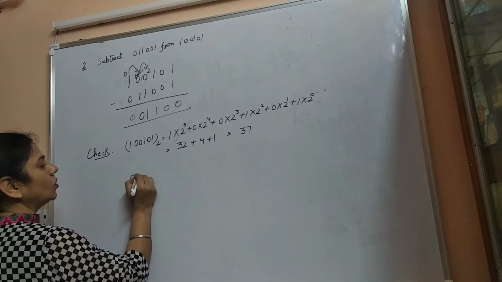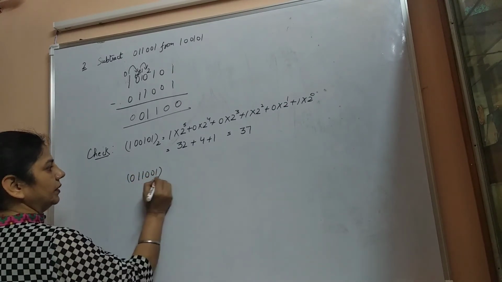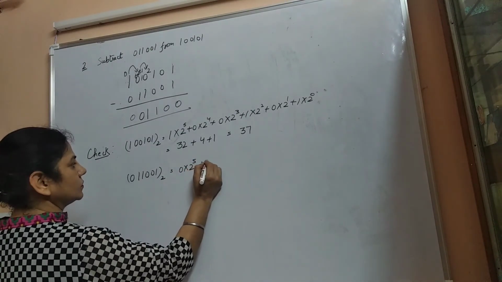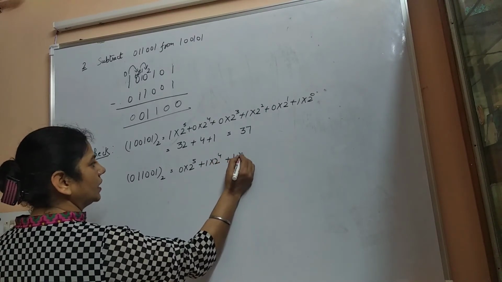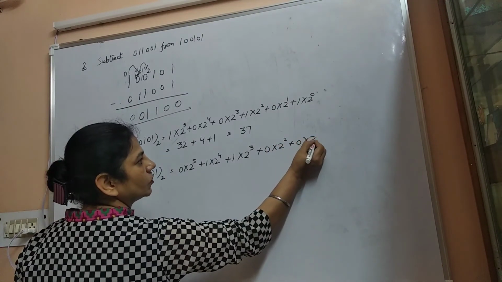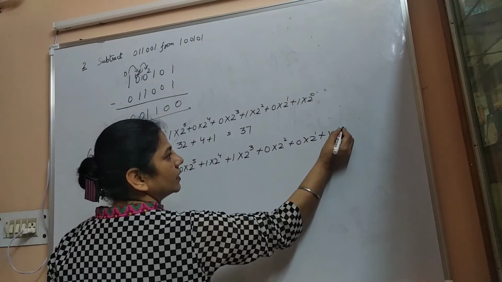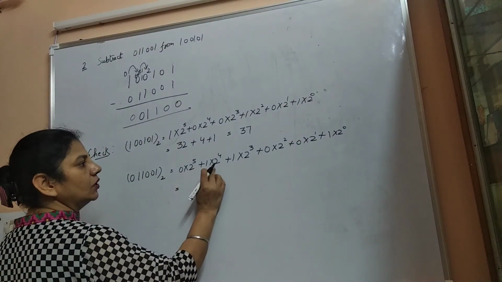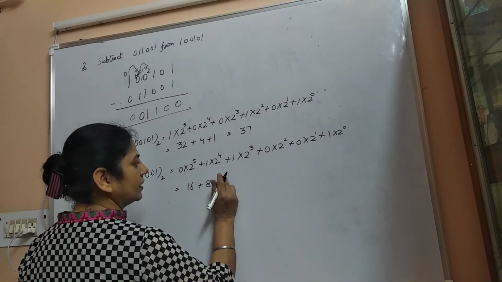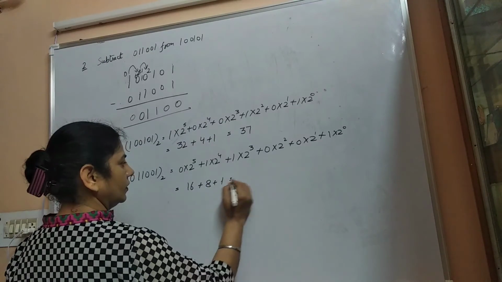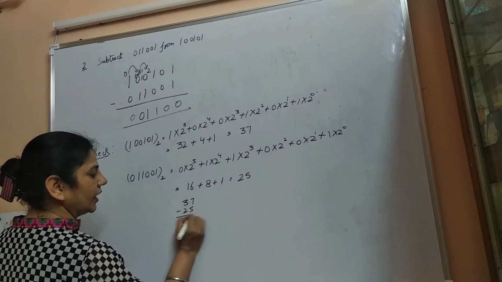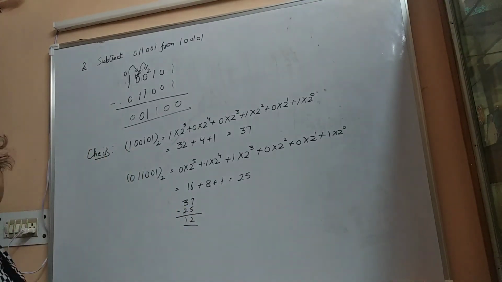Next, I have 0 1 1 0 0 1 to the base 2. This gives me the result as 0 into 2 to the power 5 plus 1 into 2 to the power 4 plus 1 into 2 to the power 3 plus 0 into 2 to the power 2 plus 0 into 2 to the power 1 plus 1 into 2 to the power 0. On calculating, 2 to the power 4 means 16 plus 8 plus 0 0 and again 1. I will get 25. So subtract 25 from 37, I get 12. Let me check whether this is correct or not.